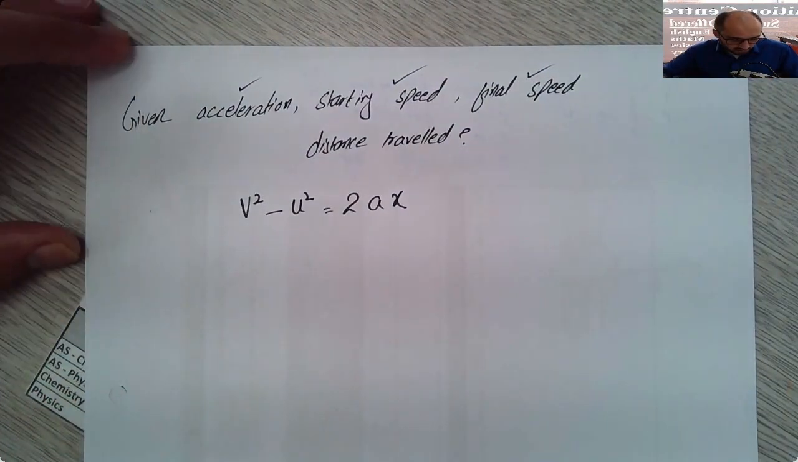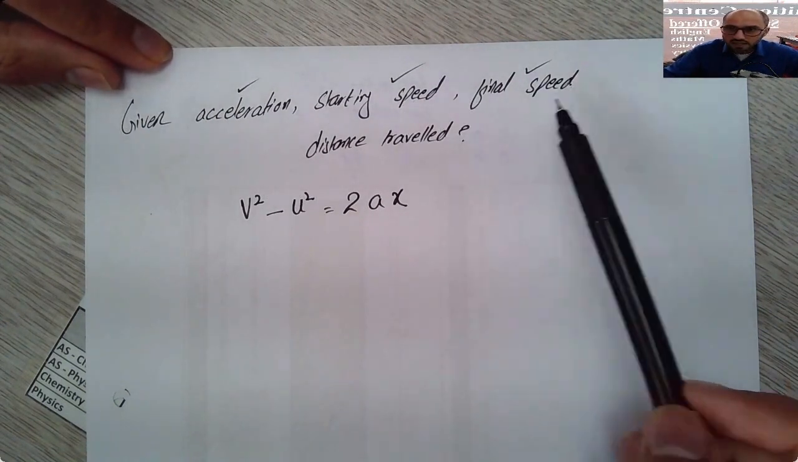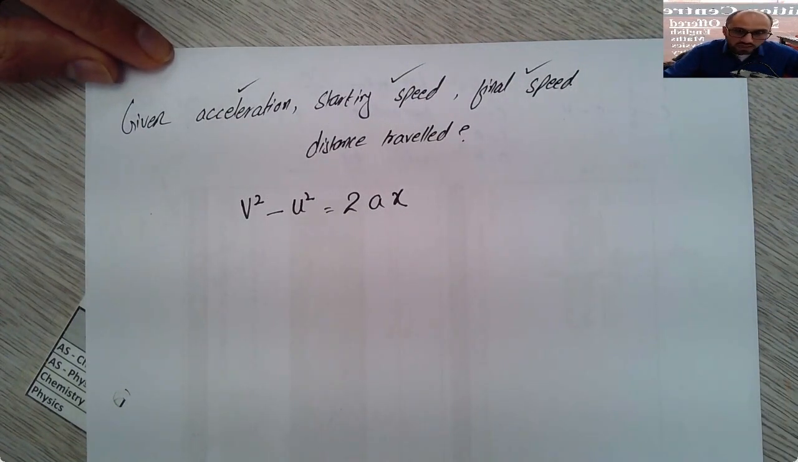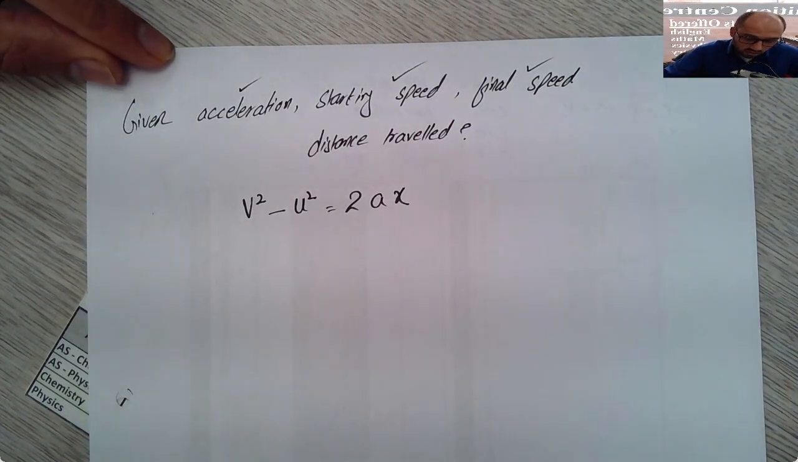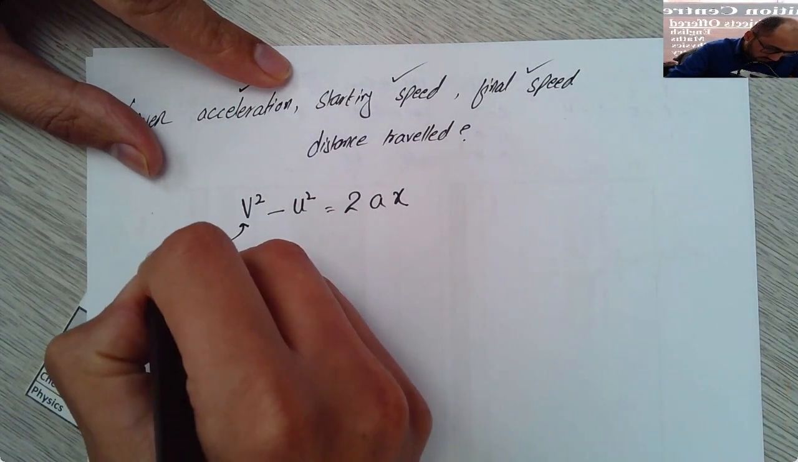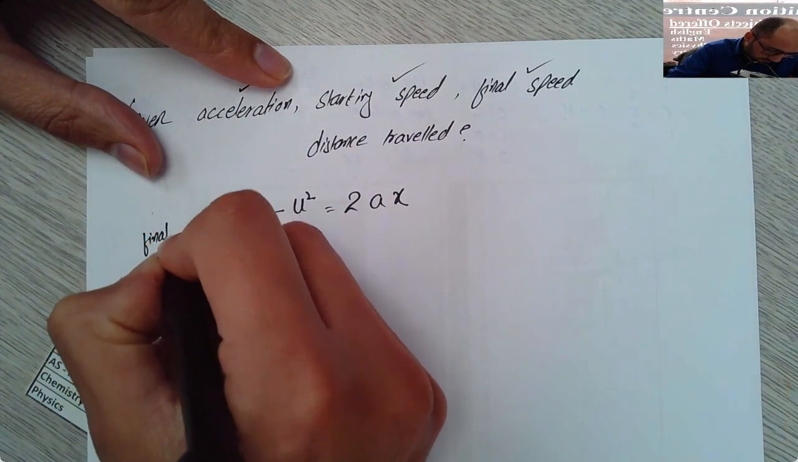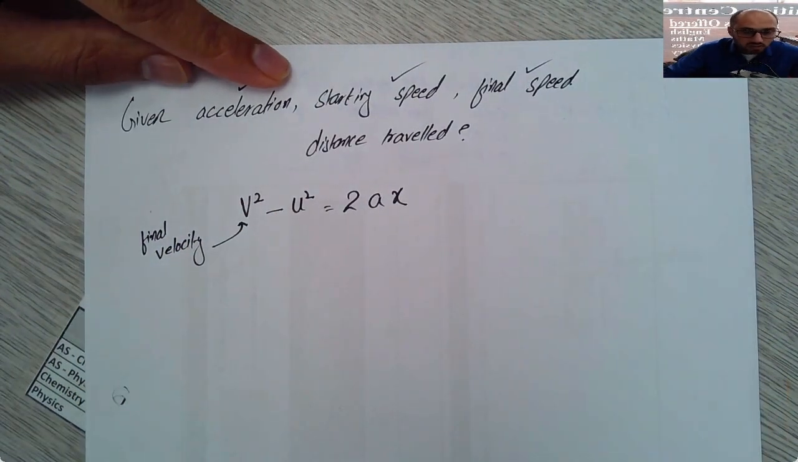Occasionally, a question appears in the exam where they give you the value of acceleration, starting speed and final speed, and they ask you to find the distance traveled. In that case, you'll have to use this equation. This is provided on the formula sheet, but you have to remember what each quantity is. So v is the same as final velocity. Remember, like I said earlier, speed and velocity in calculations in your exam are the same thing, but they're not exactly the same thing. We'll discuss that right towards the end of the session.